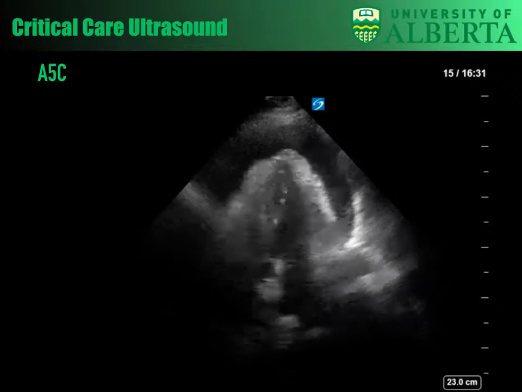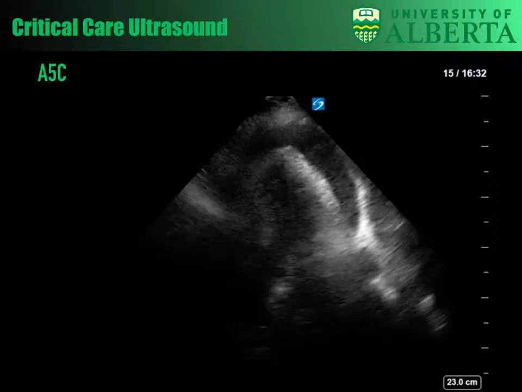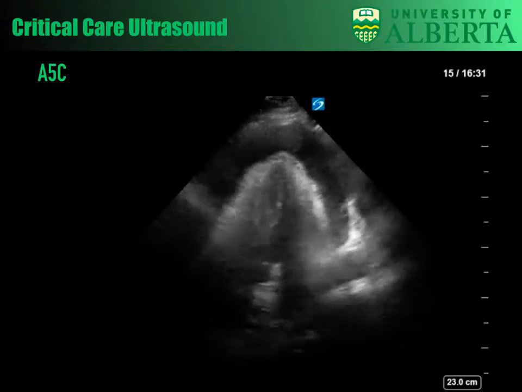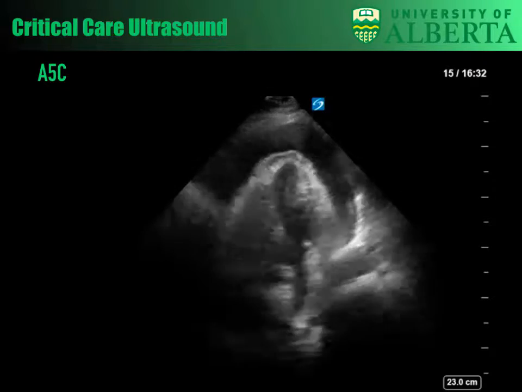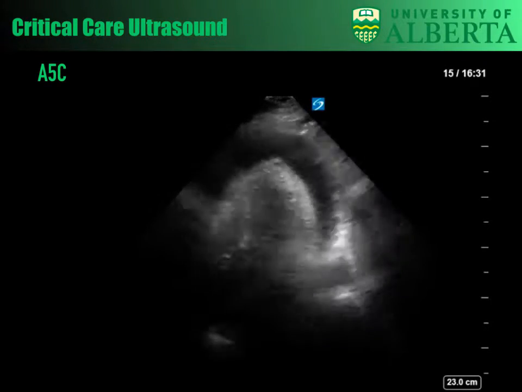Your 5-chamber, again, a large amount of intrapericardial fluid. Again, we would measure it here in diastole, not in systole, because it can make it look like it's larger here. That's the LV, there's the LA, there's the outflow tract, aortic valve, and there's the right side, which we're not seeing very well, okay?